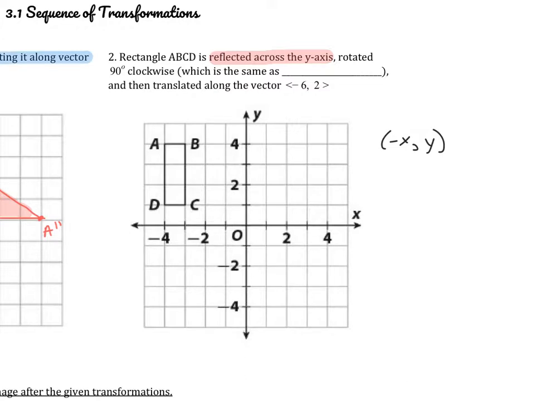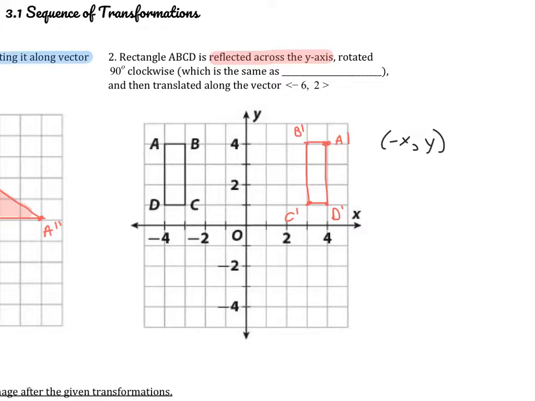A is going to reflect all the way over to here, so it becomes (4, 4), and that's A prime. B is 3 units on the left, so I'll go 3 units on the right, B prime. C prime is going to go right here, and D prime will go right here. So that's my first transformation.